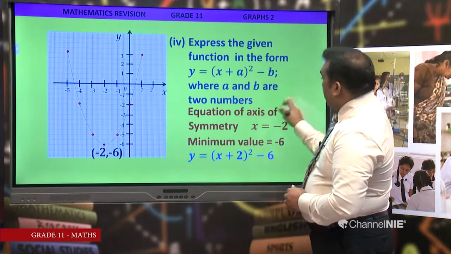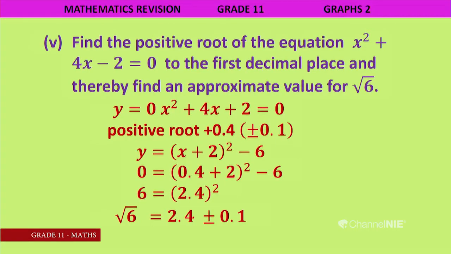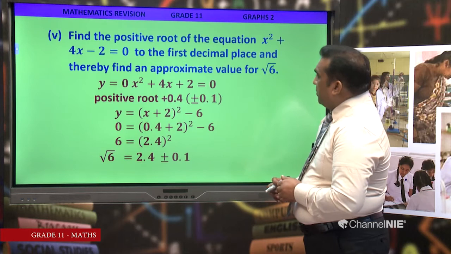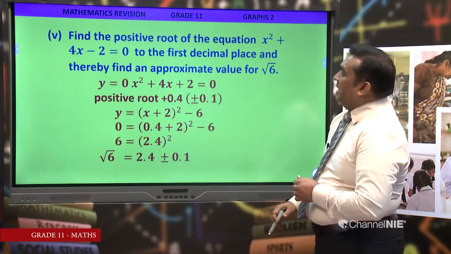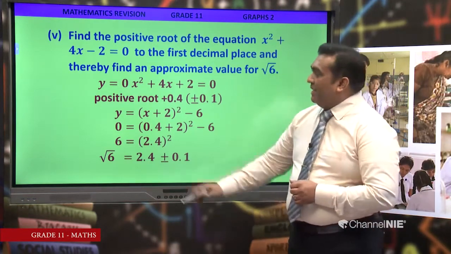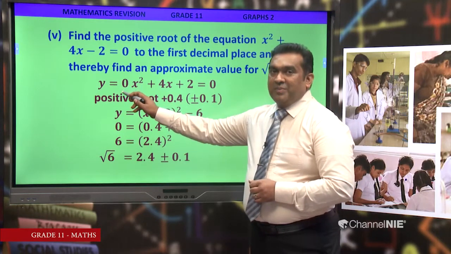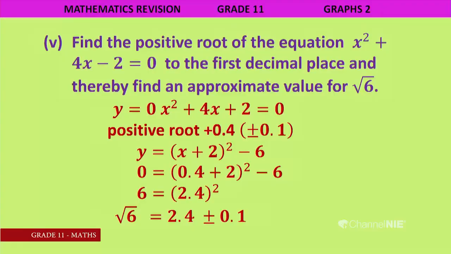Now, find the positive root of the equation x squared plus 4x minus 2 equals 0 to the first decimal place, and thereby find an approximate value for root 6. You can see that x squared plus 4x minus 2 is the same as the equation of the curved line graph. As a result, you can find the x coordinates of the curved line graph when y equals 0. The point of intersection of the curve and the straight line is plus 0.4, because they ask about only the positive root. Therefore, 0.4 is the positive root.